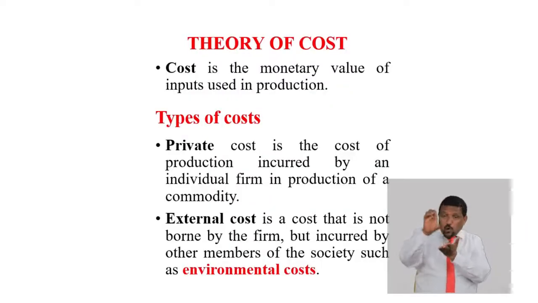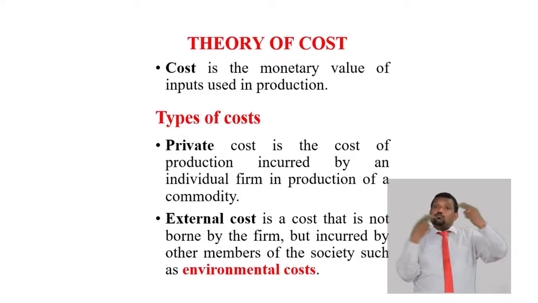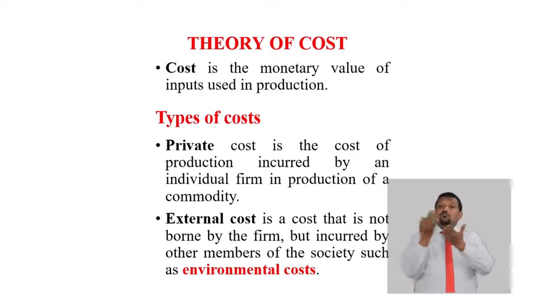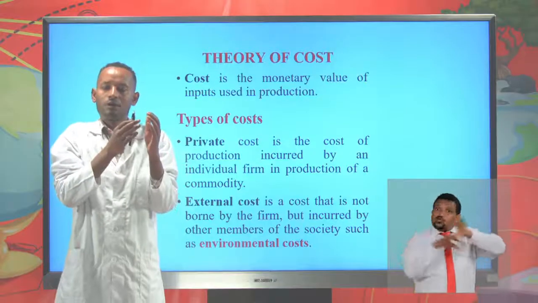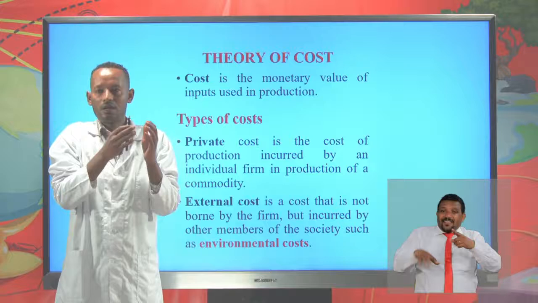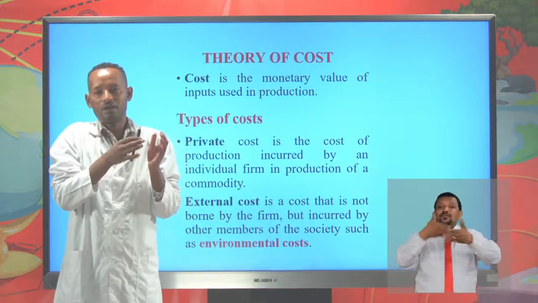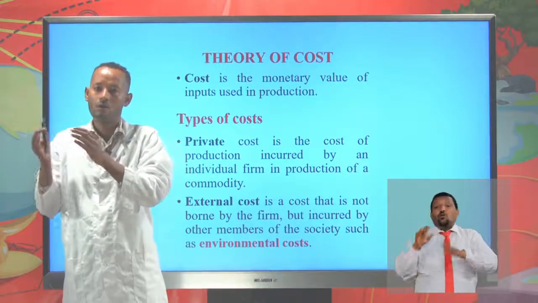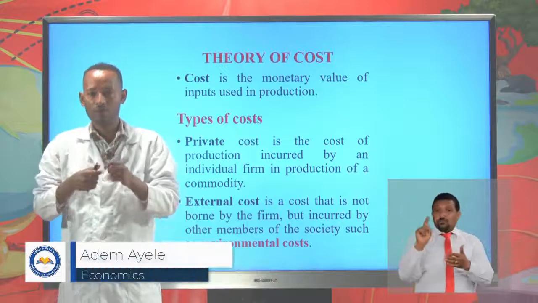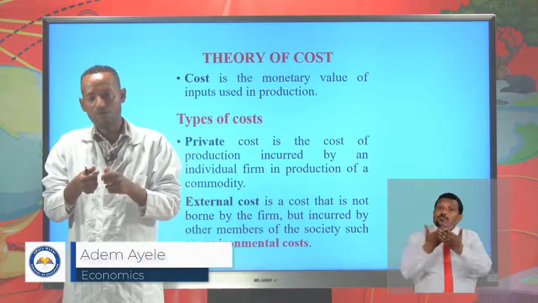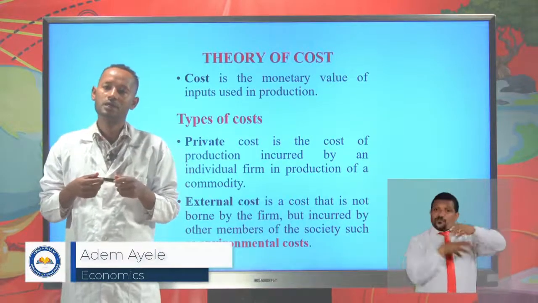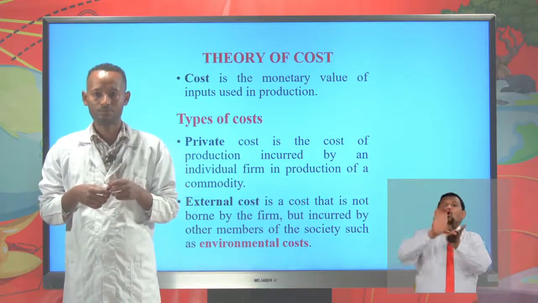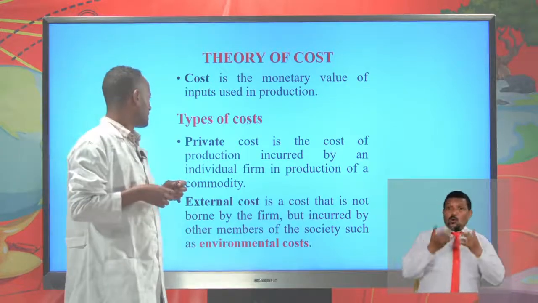Cost is the monetary value of inputs used in production. In order to produce outputs, we need inputs, but we cannot get the inputs simply from the land, the river, or air. Rather, we need to spend money. The monetary value of inputs used in production is called cost. Now let's see the types of cost.